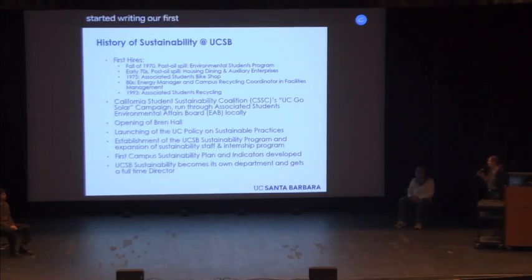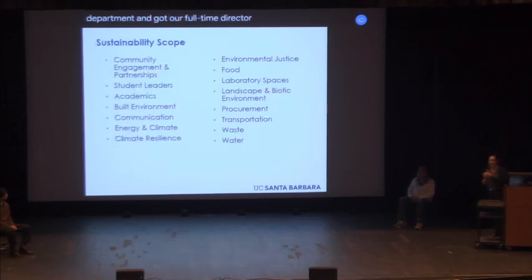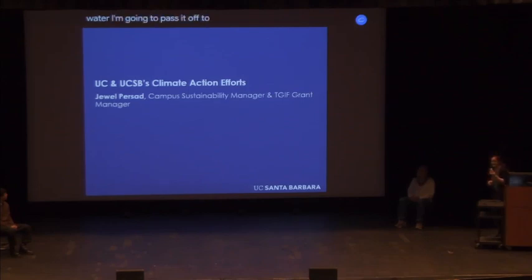We also started writing our first campus sustainability plan and developed a set of indicators and metrics to track our progress. And then just 2 years ago, we became our own department and got our full-time director. So scope, I'm not going to go into every element here, but there's a lot of different things that go into sustainability. Some of the areas you'll see in our sustainability plan and current projects include community engagement and partnerships, obviously our student leaders, academics and curriculum, built environment, communications, energy and climate resilience, which we'll define more in a bit, environmental justice, which we really try to incorporate in everything we do, not just as a separate section, food, laboratory spaces, landscape and biotic environment, procurement, transportation, waste, and water. And I'm going to pass it off to Jewel, who's going to take us into some of our climate work.